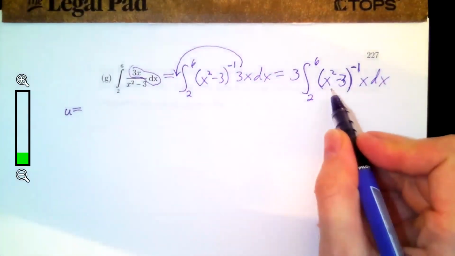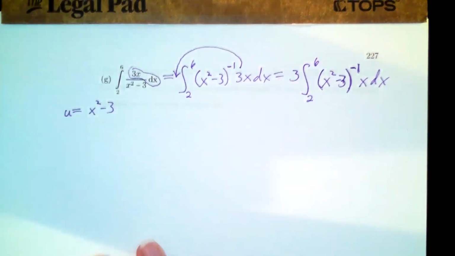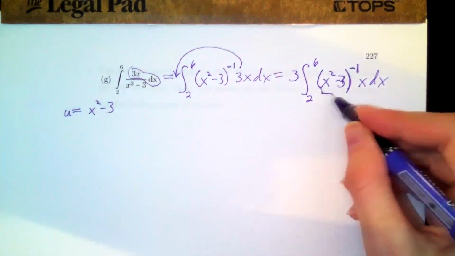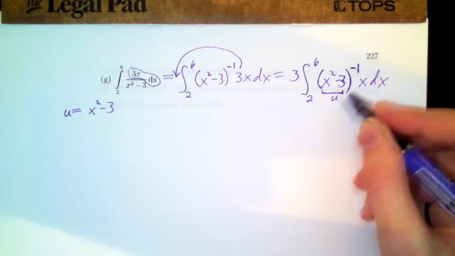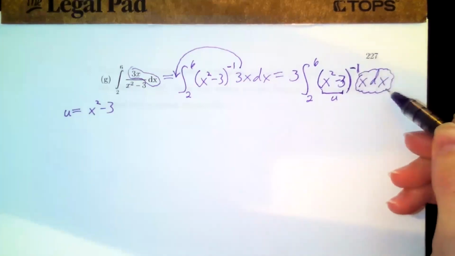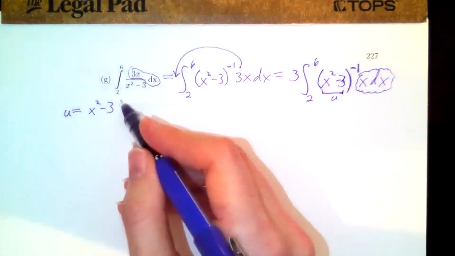The u is always the part in parentheses, the x squared minus 3, which has the negative 1 power. So if this is u, that whole thing becomes u to the negative 1. But I still have to trade out my x dx. So I need to figure out what is this piece of the puzzle equal to? What is x dx? So I'm trying to find, where's Waldo? Where is an x dx term? So for that, I try to invent one.